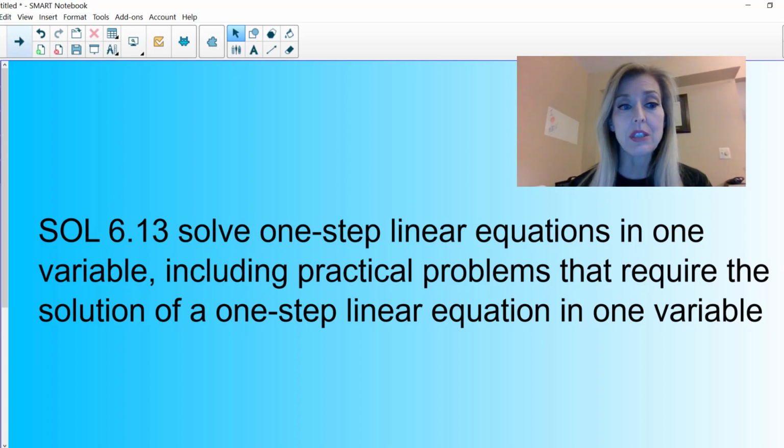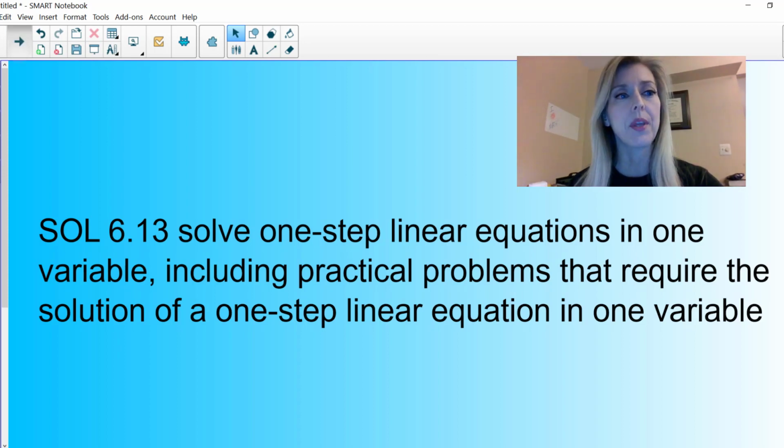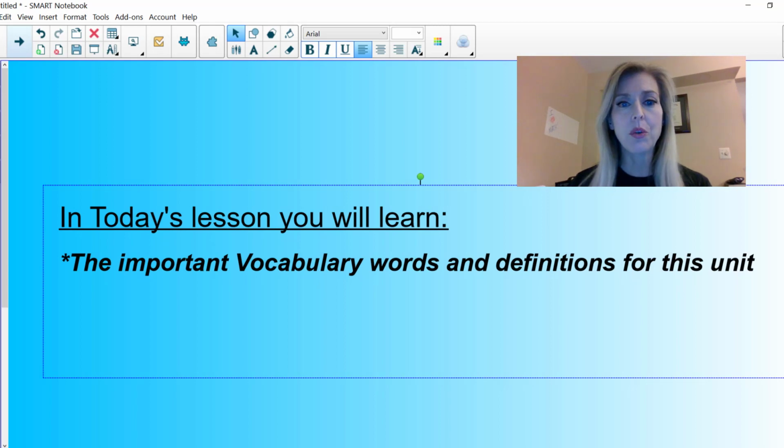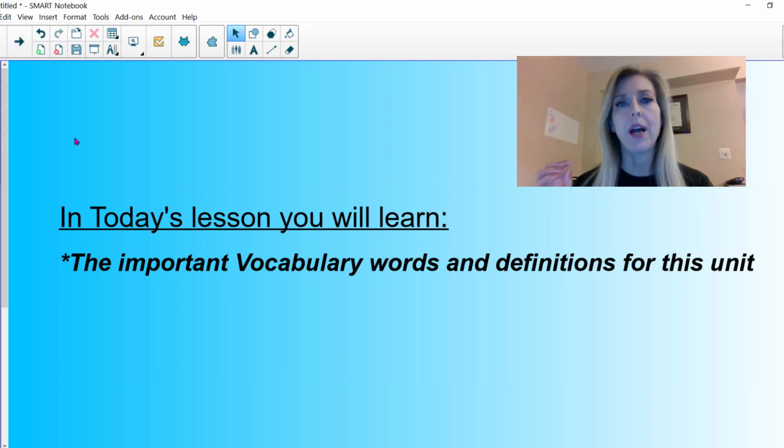This is standard 6.13, which is to solve one-step linear equations in one variable, including practical problems that require the solution of a one-step linear equation in one variable. Today, however, we are going to start off by learning the really important vocabulary words and definitions that you're going to need for this unit. So let's get started.